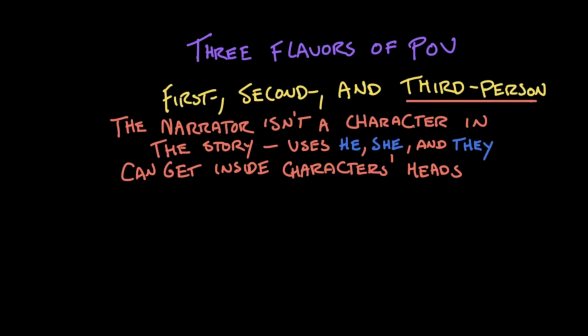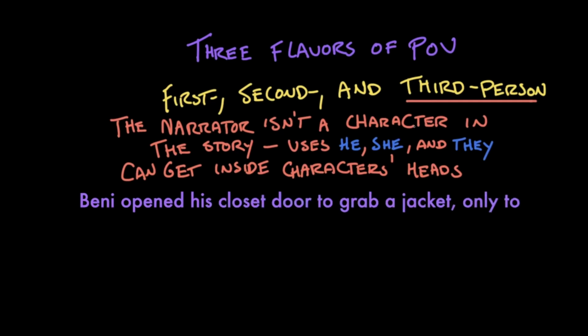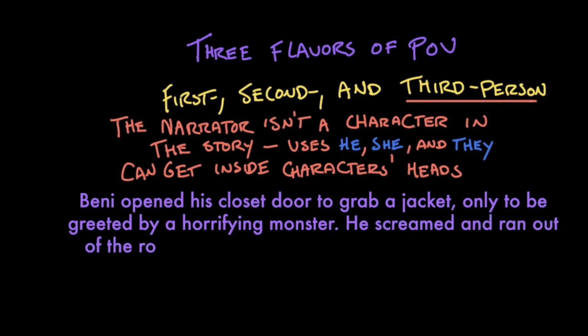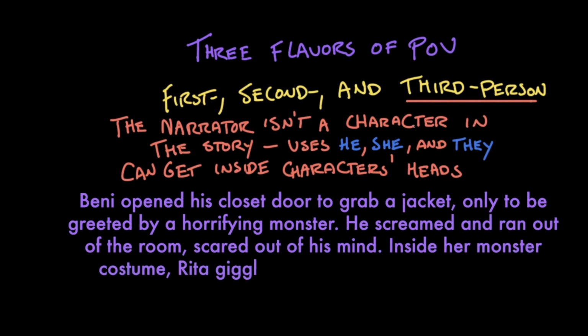Here's an example. Benny opened his closet door to grab a jacket, only to be greeted by a horrifying monster. He screamed and ran out of the room, scared out of his mind. Inside her monster costume, Rita giggled. She had tricked her brother. See how we can follow both Rita and Benny? The narrator can see what both of them are thinking or feeling at the same time.